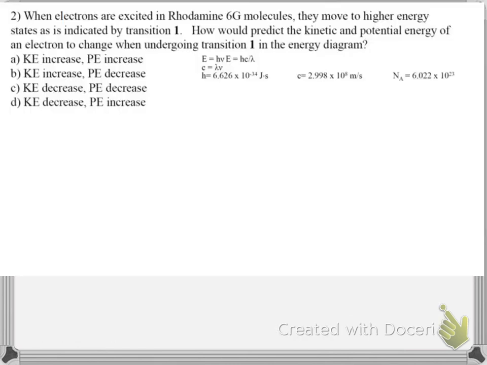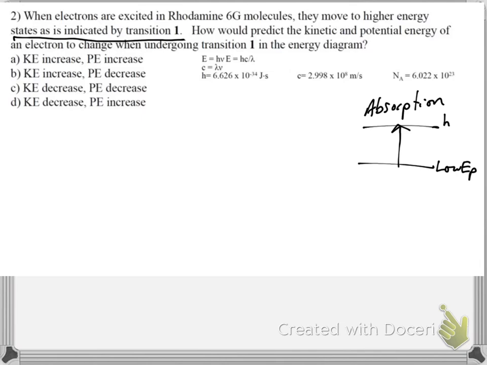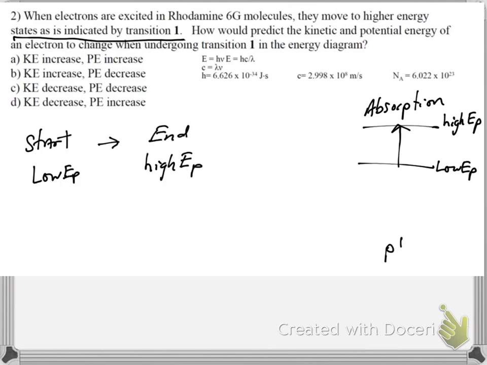All right, and the last question that was covered in office hours is predicting the change in kinetic energy and potential energy in transition 1. All right, so transition 1 is an absorption. It's going from low potential energy to high potential energy. So it's starting at low potential energy, ending at high potential energy. This is going to be true for all absorption.